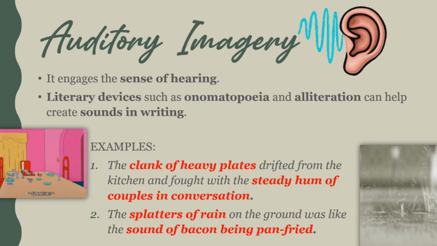"These splatters of rain on the ground was like the sound of bacon being pan-fried." In this sentence, the sound of the raindrops is compared to the sound of bacon being fried, which may imply that the rain is loud and heavy. Again, these words appeal to the sense of hearing, that's why it's under auditory imagery. Can you get it? The next sensory image is olfactory imagery.